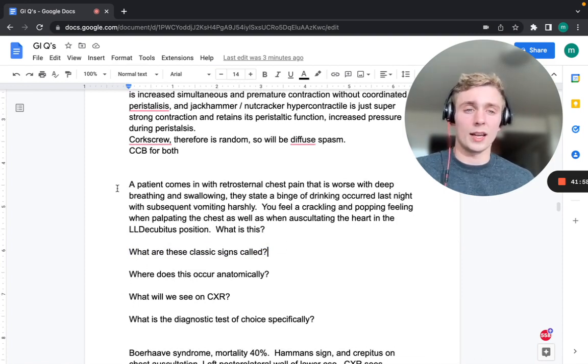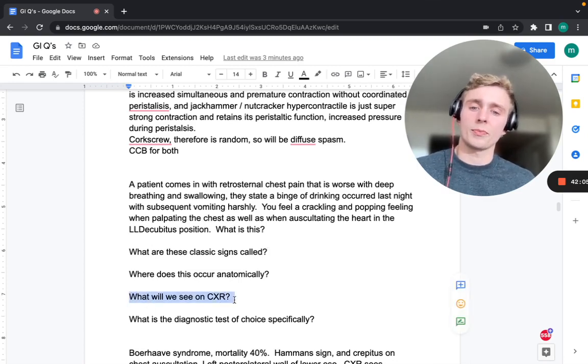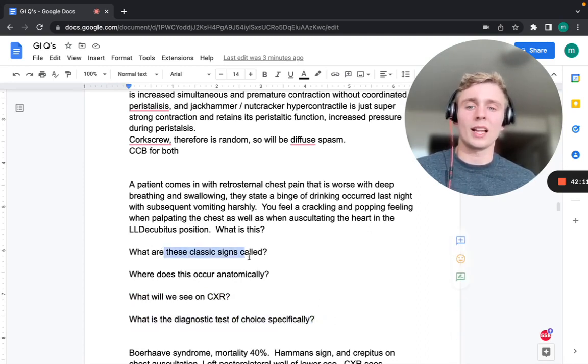Where does this occur anatomically? What will we see on chest x-ray in this condition? And what is the diagnostic test of choice specifically?